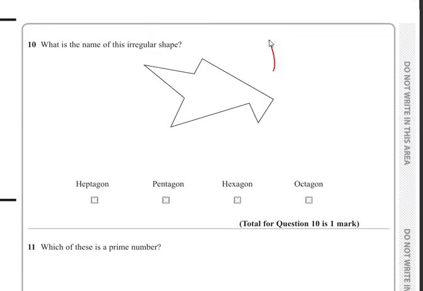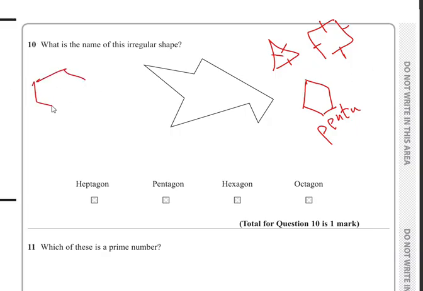Okay, now for the shapes. So if you have a shape with 3 sides, that's a triangle. If you have a shape with 4 sides, we call that a quadrilateral. If you have a shape with 5 sides, we call that a pentagon, or penta. If you have a shape with 6 sides, like this one, we call it hexa. And if you have a shape with 7 sides, that's heptagon. And if you have a shape with 8 sides, we call it octagon.